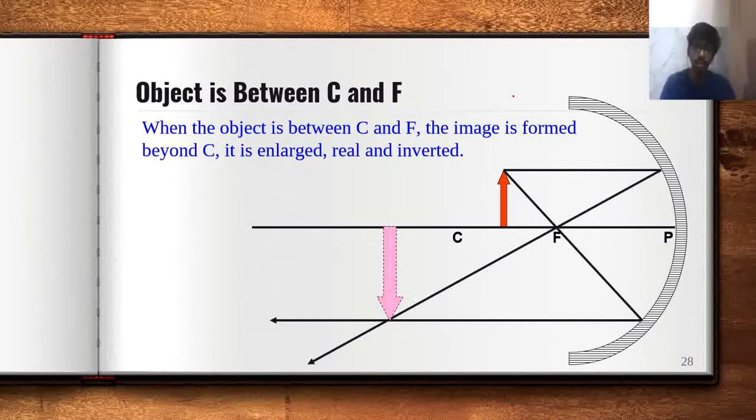The image position is beyond C, right? You can see it is enlarged as compared to the object, and it is real, yes, because of real intersection, and it is inverted. Okay, if you find any difficulty, just contact me. I will again explain to you.